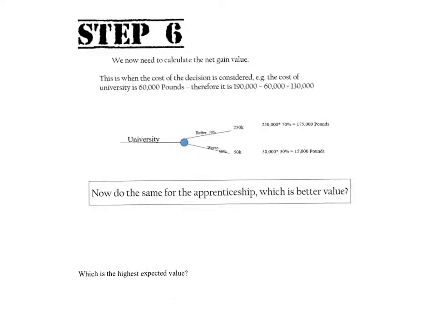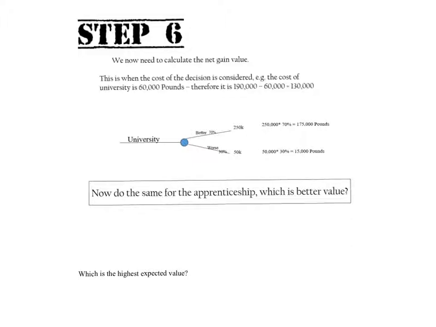To work out the net gain value, you have to consider the cost of the option. If you look back at the data in the initial table, it said that university was going to cost £60,000. So you simply do the 190,000, which is both of them combined, minus the 60,000, and you get a net gain value of 130,000. So you can do the same now for the apprenticeship.